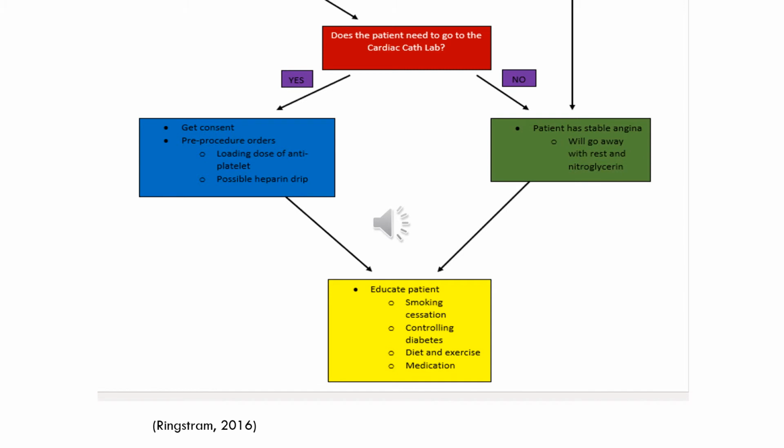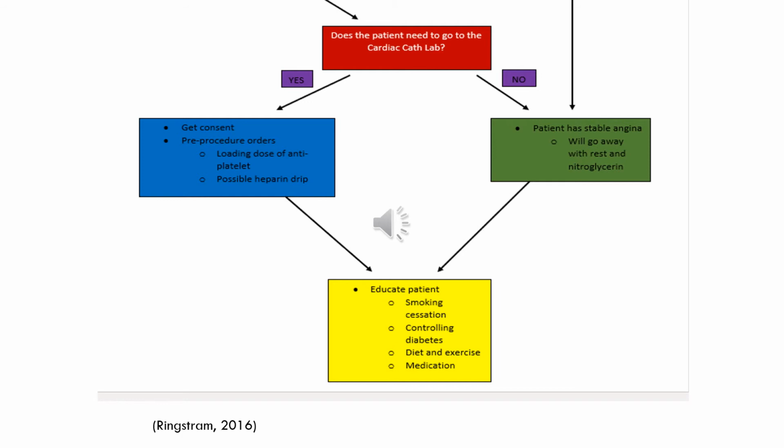Okay, and to continue on, say we answered yes to this patient being currently symptomatic. After we do all those first steps, the next thing that we're going to be asking is, does this patient need to go to the cath lab? If the answer is yes for that, we'll go to that next blue box. We'll be obtaining the consent, getting pre-procedure orders, which could include a loading dose of an antiplatelet, and possibly even a heparin drip.